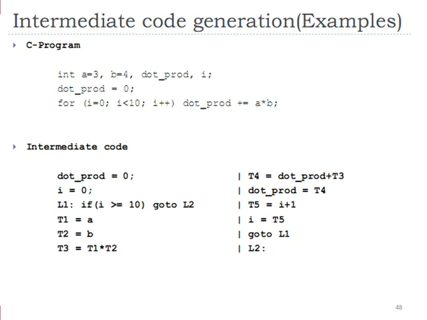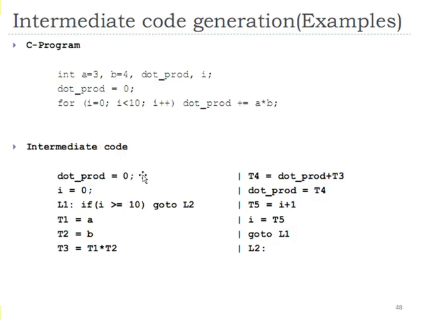Suppose we have a C or C++ program like int a equal 3, b equal 4, then dot prod comma i. Those are declaration statements. Then dot prod equal 0, then for i equal 0, i less than 10, i plus plus, dot prod plus equal a times b. This program should be converted into three address code as an intermediate code.